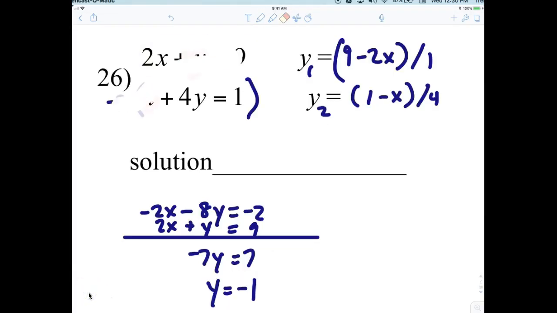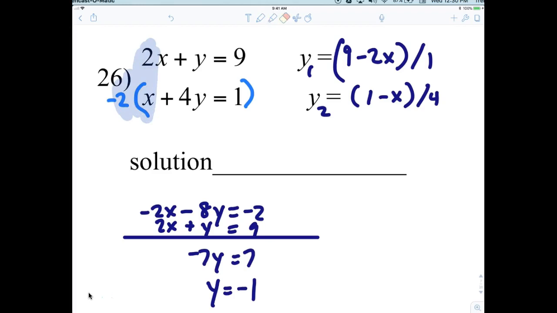I can show you something. All right, so for question number 26. Now listen, how do you tell whether you multiply 2 or 1? You ready to look at this? In this equation right here, it would be good if that was a negative 2x. So I can just multiply that equation by negative 2. And then now what will happen? The x's will cancel out. You see what I'm saying?